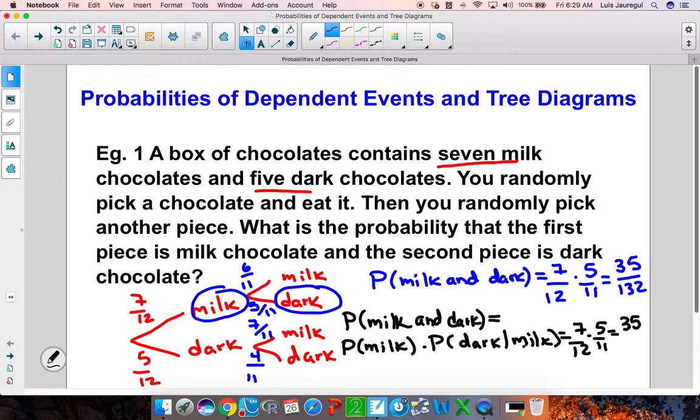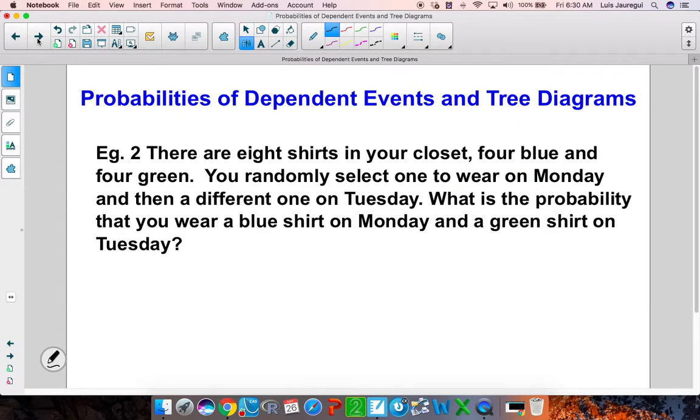Okay? So in general, when you're solving problems that deal with dependent events, you can actually use a tree diagram, or you can use this formula. The probability of A and B, or A intersection B, is the same as the probability of A times the probability of B, given that A has occurred. Okay. Let's see another example. Example 2.